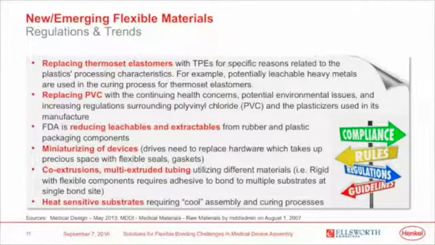This slide covers an overview of some of the regulations and trends that are driving the use and change in flexible materials, specifically as they relate to medical devices. Starting with the first bullet, replacing thermoset elastomers with TPEs. This really has to do with the fact that there is a considerable amount of leachable heavy metals that are often used in the processing of thermoset elastomers. Some examples of thermoset elastomers that had found common use in medical devices are things like SBR, latex, and polyisoprene.